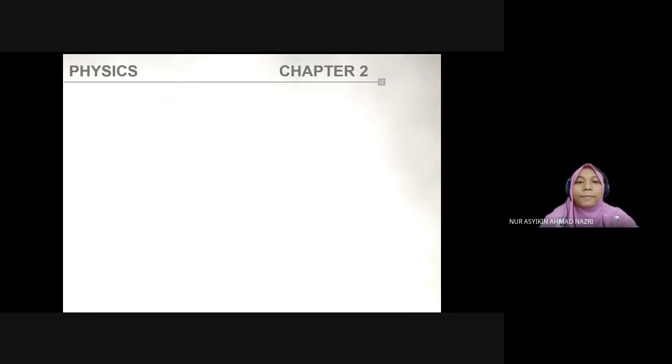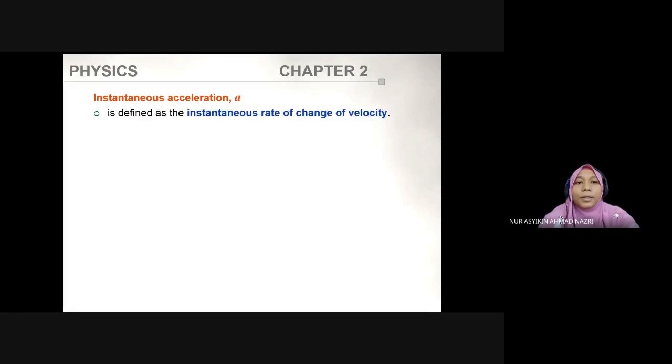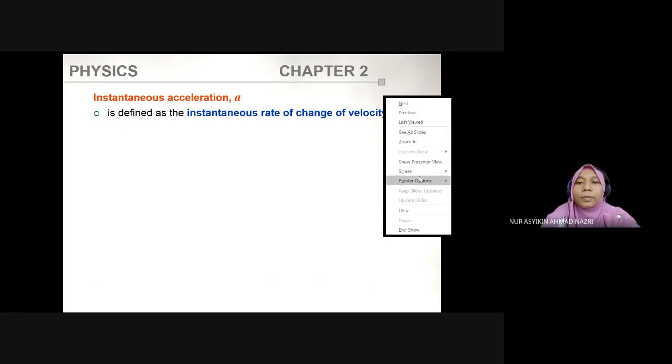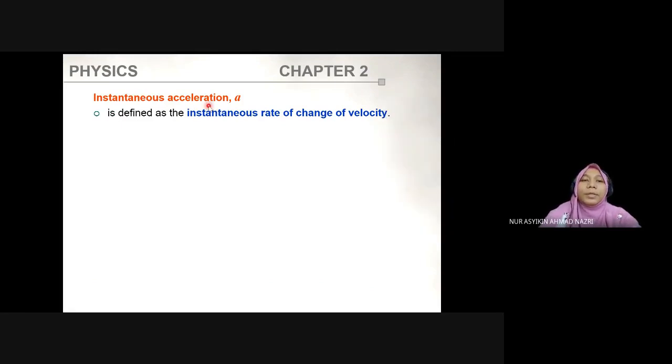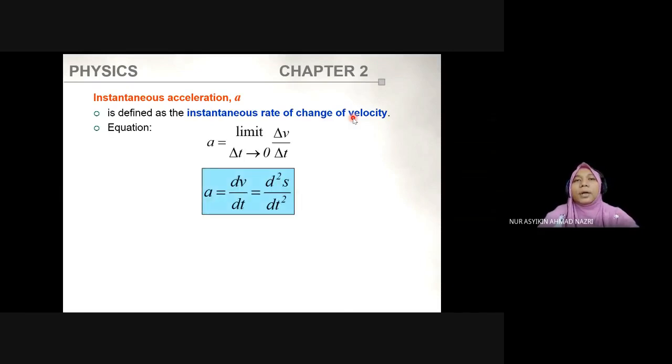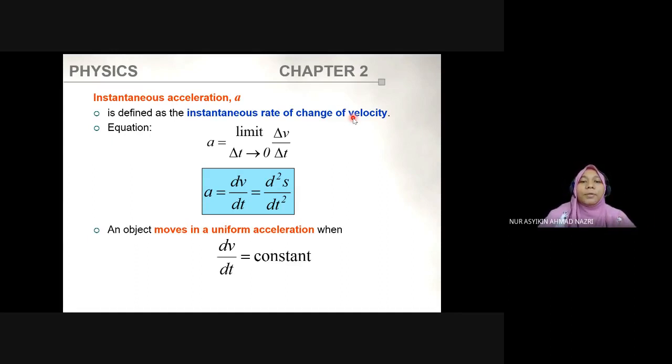Okay. Instantaneous acceleration. Okay, so instantaneous rate of change of velocity. Maksudnya pada satu certain masa. Okay, so pada certain masa. Dia bukan dalam satu range masa. With respect to that time only. That is your instantaneous acceleration. Okay.